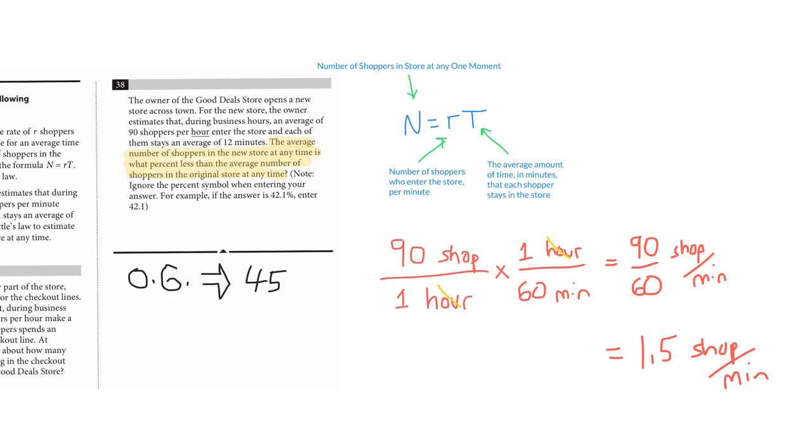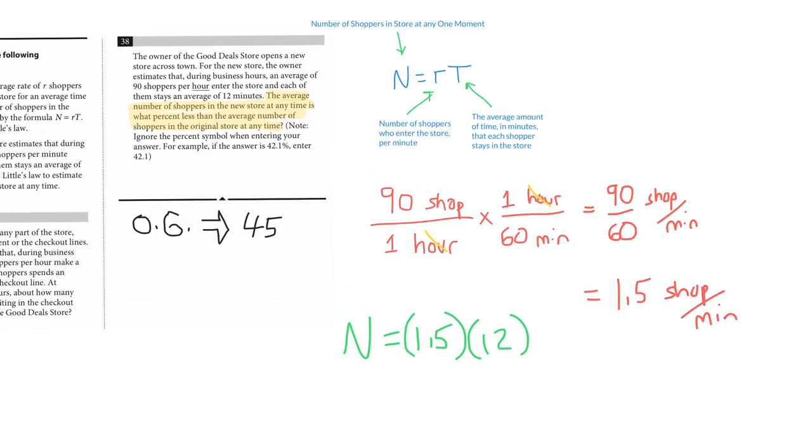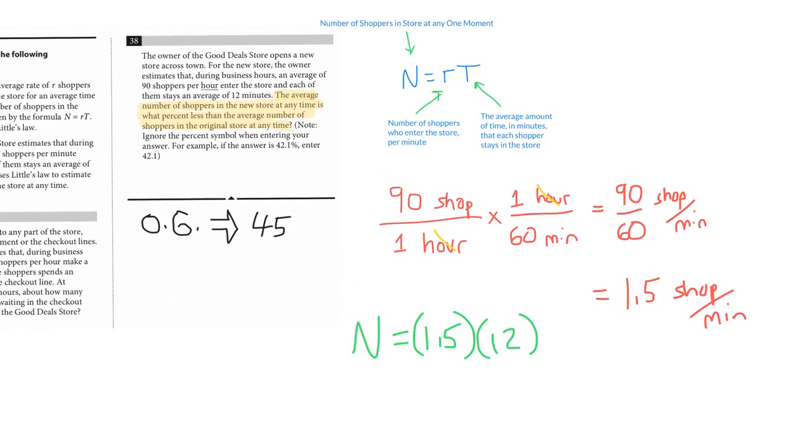We know that in the new store, 90 shoppers per hour enter, and that turns out to be 1.5 shoppers per minute, right? And according to this, each of these people in the new store stays an average of 12 minutes. So we're going to use this formula and figure out what N is. So we have R, which is 1.5. That's going to be multiplied by 12 minutes, which is the average amount of time each customer stays. And that turns out to be 18. So N equals 18.